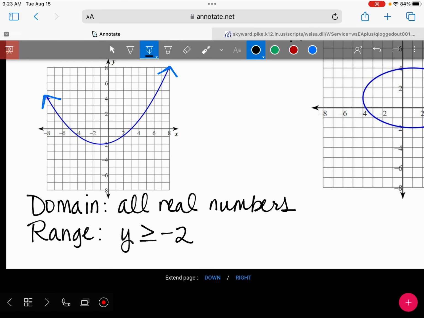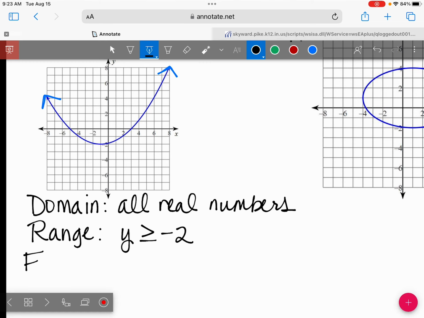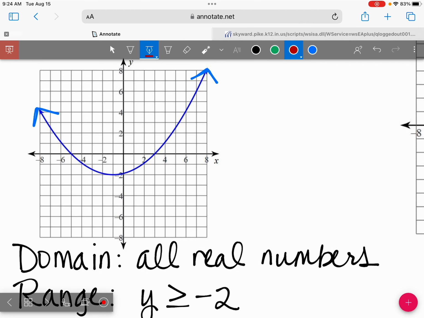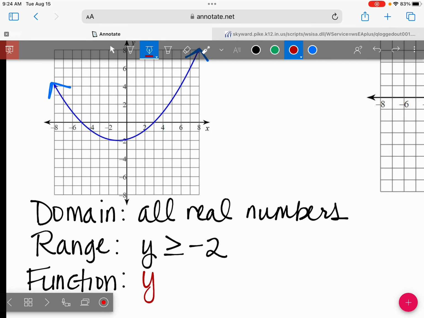So now let's see, is it a function? So do we think this is a function? So in order for it to be a function, it needs to pass a vertical line test. So if I draw a vertical line, how many times does that red line go through the graph? One time. If it goes through more than once, it fails the test. But this only crossed once. So that means that this is a function. Yes, it passed the vertical line test.